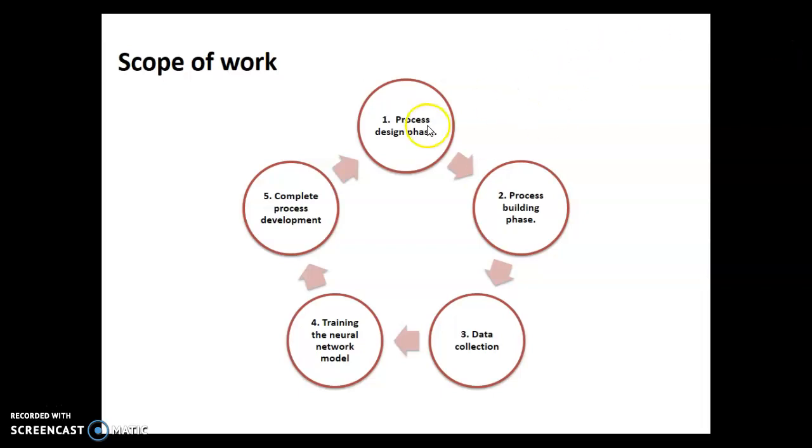As I said, I will start with the design phase. After the design phase, I will have the building phase, which I have already done, these two parts. Later, I will have data collection, which I'm currently doing right now. After I finish the data collection, I will start training my neural network, and finally, complete process development in the lab, if I transform it to the lab.